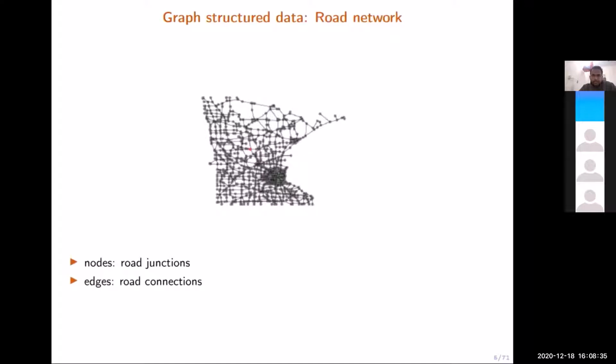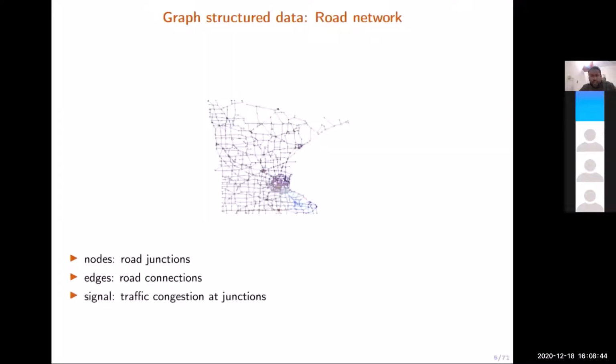So these are some examples. One example is the road network, where nodes can be understood as road junctions, edges could be understood as road connections, and signals are the graph signals that we have discussed before, which could be traffic congestion at junctions. Based on these properties and attributes, we want to decide something for this particular network. So this is an example.